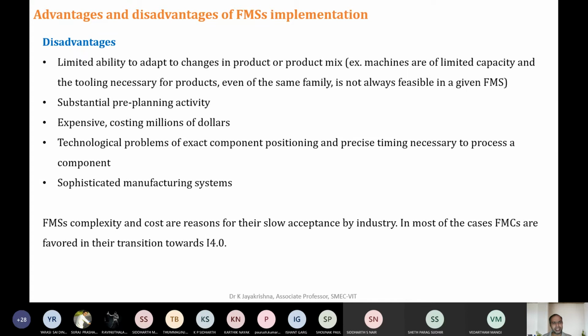What are the disadvantages, right? First, everyone will write it, it's highly costly, because that is what every student will write whenever we ask for some advantages or disadvantages. The system is expensive, because you're going to invest more. And to do this activity of flexible manufacturing, you should be well prepared. More planning is required, and you require sophisticated manufacturing systems.